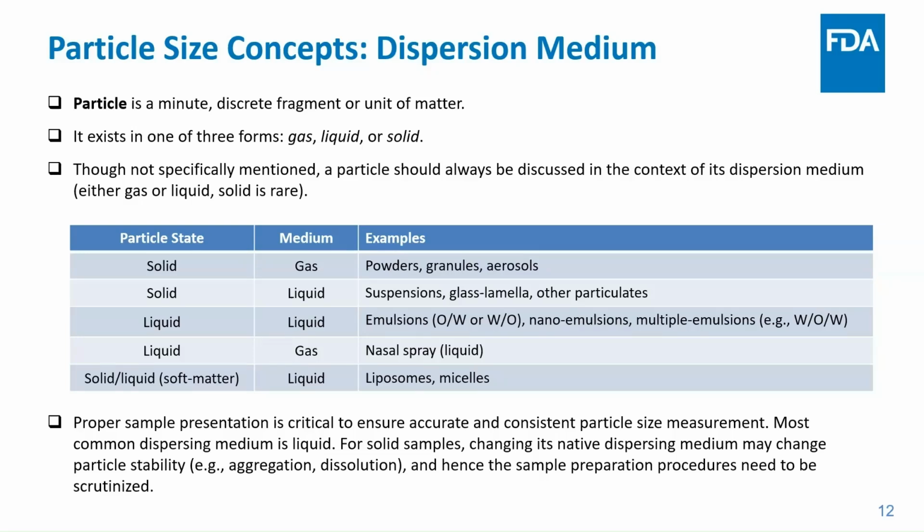So for you, what's important is that whenever you see a particle in your applications, the first thing coming to your mind should be what the native environment of that particle was, what the native dispersion medium was, and what dispersion environment or medium is used during the measurement. Are those two different? If they are different, then pay special attention to potential changes in properties like stability, etc. So pay attention to the dispersion medium.